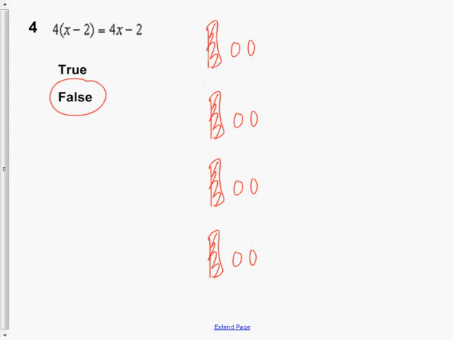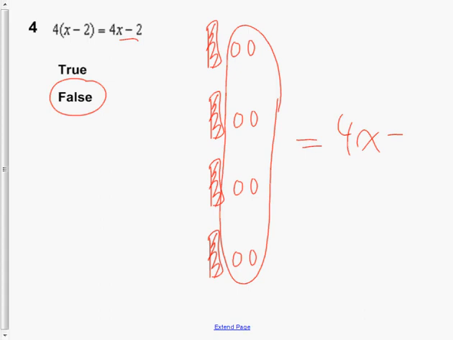And when I simplify this, this would be the same thing as 4x's, but my constant is not minus 2 as it is over here. My constant is actually minus 8. And we know that because with distributive property, we would multiply 4 times x to get 4x, and 4 times -2 to get -8. So it would be 4x minus 8, not 4x minus 2.